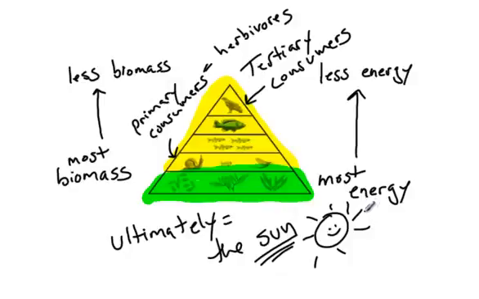And finally, we may ask you, what type of organism is not represented on this food pyramid? We are missing the decomposers. Decomposers, their job is to break down any of this biomass once it dies.